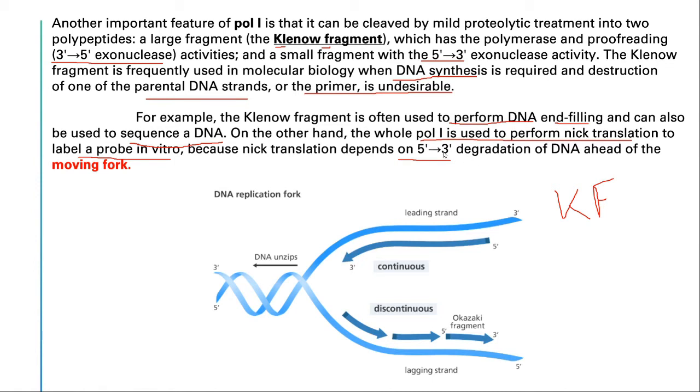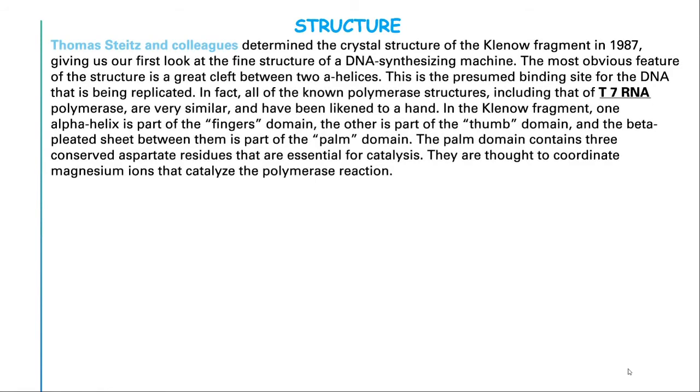So it shows the 5' to 3' degradation and the 3' to 5' degradation. So we can tell that DNA Pol I shows exonuclease activity in the 3' to 5' or 5' to 3' direction. Obviously, it will work in the moving fork of prokaryotic DNA. Now we will discuss the structure of DNA polymerase I.